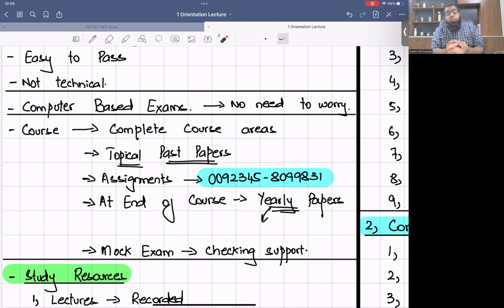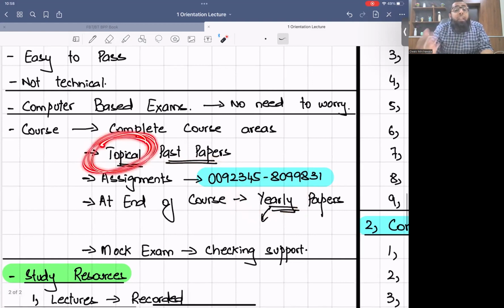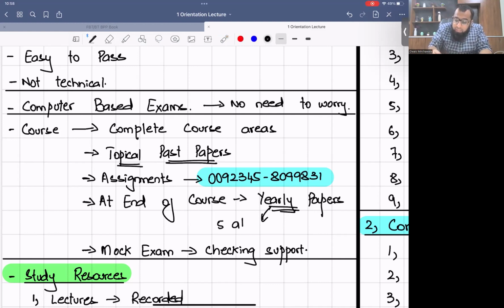So my teaching approach is that we do the past papers 2 times. First, we do the past papers with each of the topics, and then at the end of the course, we do yearly papers. Topical past papers are for the clarity of the topic, whereas the yearly past papers are to give you an idea of how you have to deal with the complete paper, how you have to deal with time management. So at the end of the course, we will do 5 attempts of yearly past papers in the class. These will also be recorded sessions, so you will be able to listen to them at your convenience.